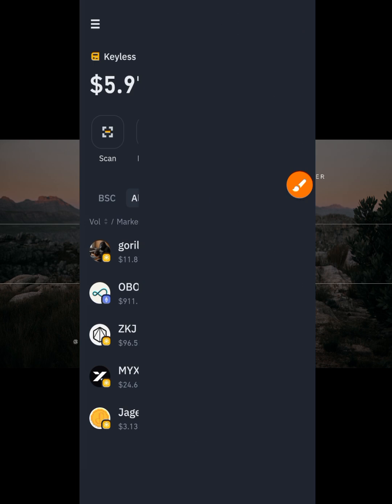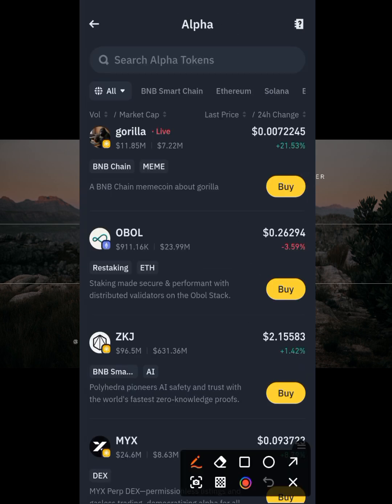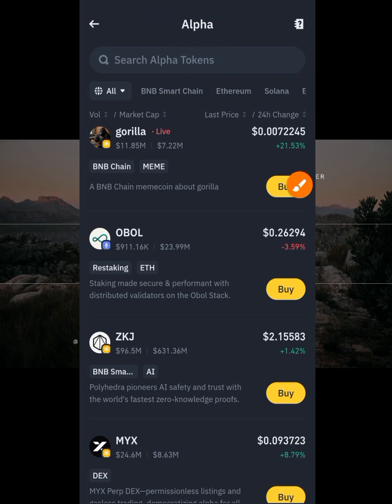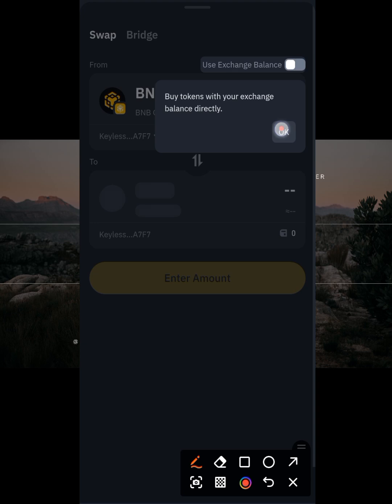You're going to see all the tokens under Binance Alpha, and from there you can choose the one you want. You can also choose based on the network you want, as you can see here. Make sure that it's showing Alpha token here. So you can just select, let me say I want to select Gorilla. Just select Gorilla, click on buy. It's going to navigate to you.